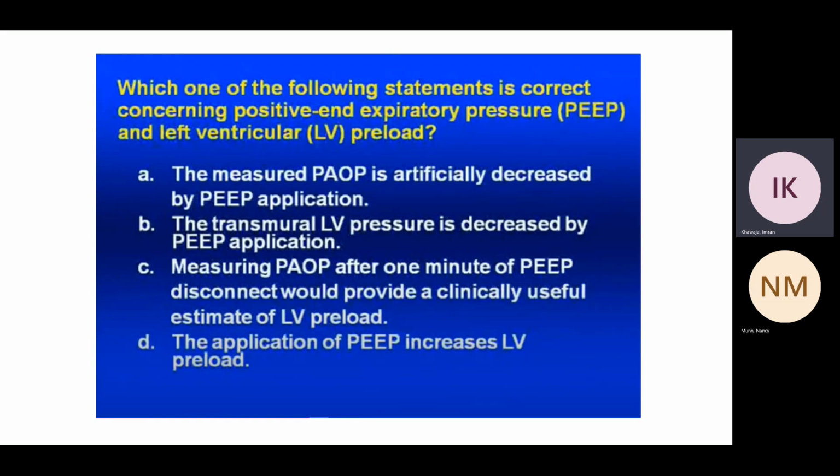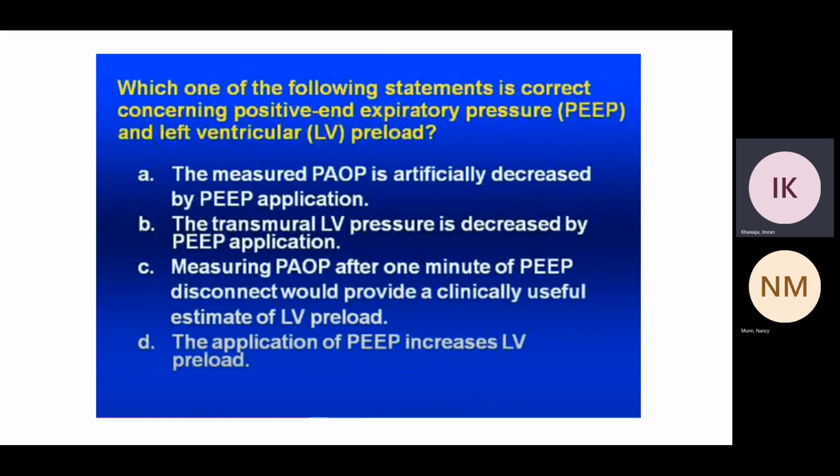The reason why the preload decreases on the right side, and LV preload decreases, is because you have an increase in peripheral vascular resistance because of the PEEP. So that's why you have a decrease in contractility of the right ventricle. So you've got less blood going into the left ventricle.